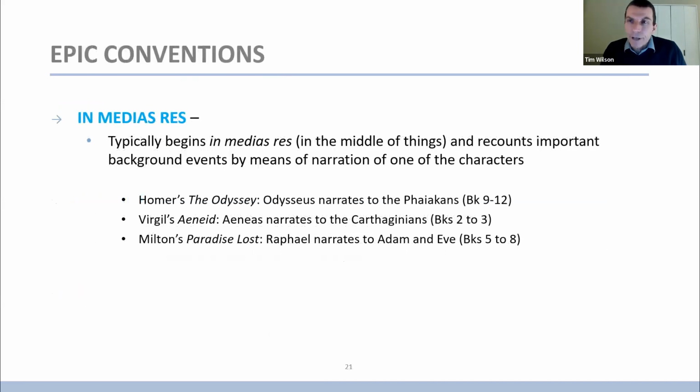A couple of other conventions to keep in mind with these epics: they begin in medias res, so in the midst of things, in the middle of the story, often they do.